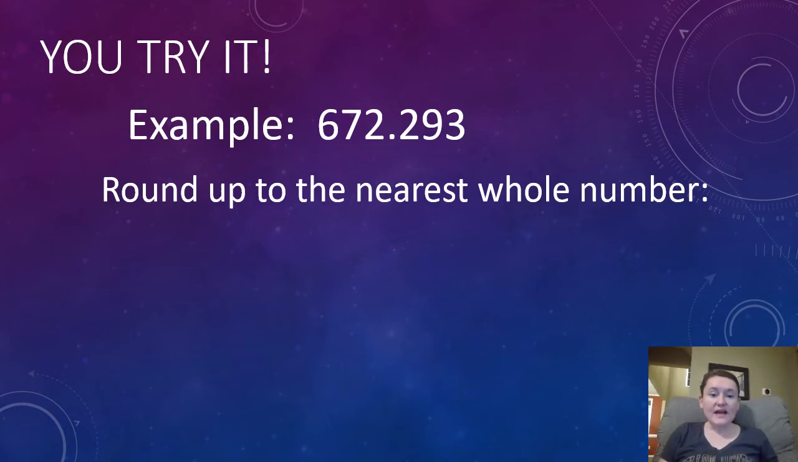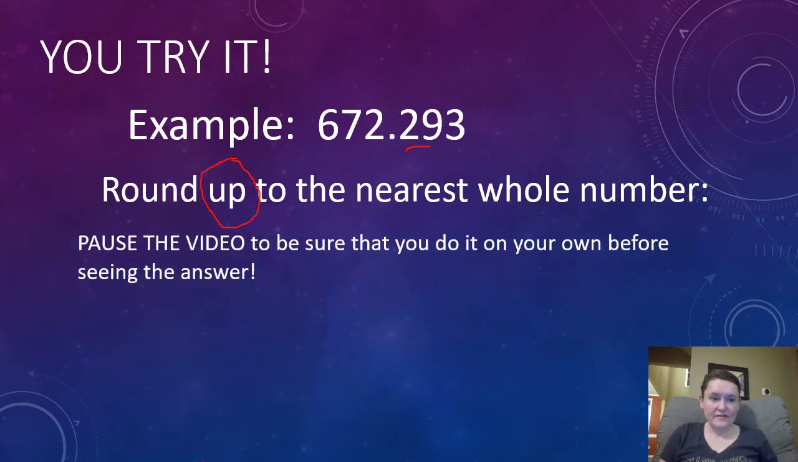Now what about rounding up to the nearest whole number? It is very important to notice that word up. If it says round up, that means no matter what the decimal is, you round up. So what do we get if we round up? You get 673. Even though that decimal is just a 2 and it's not bigger than 5, the instructions said to round up.